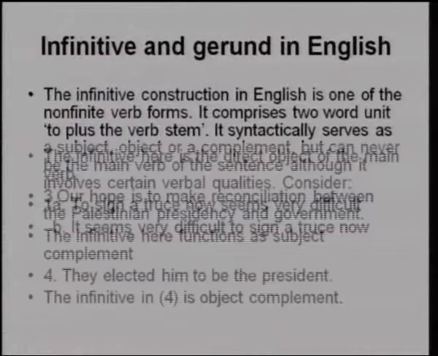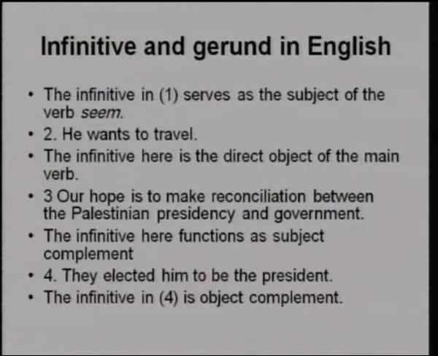Yes, it can stand as a subject, as object, as subject complement, and object complement. This is in English. It is also the same in Arabic. We have the derived nominal, the overt derived nominal, which stands as a subject, as object, as subject complement, or object complement.